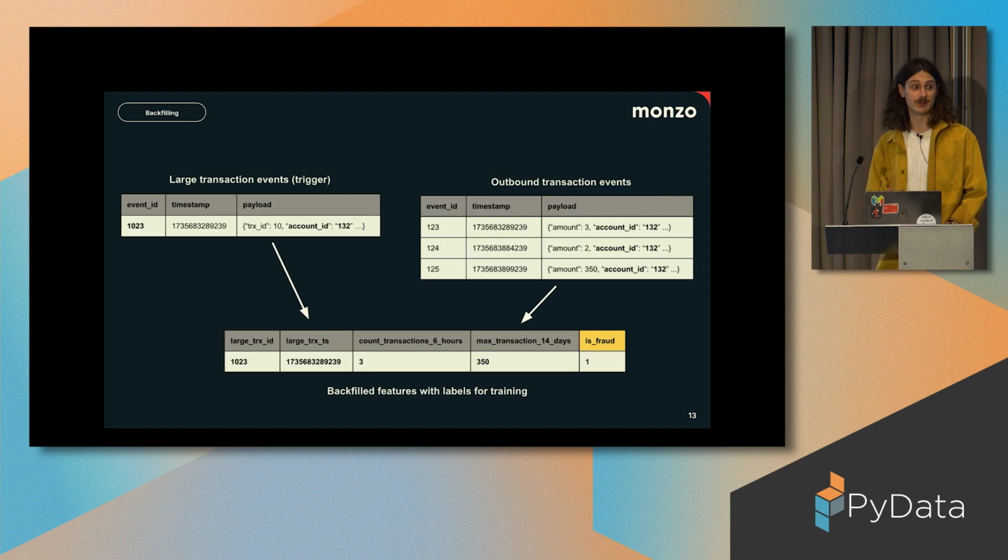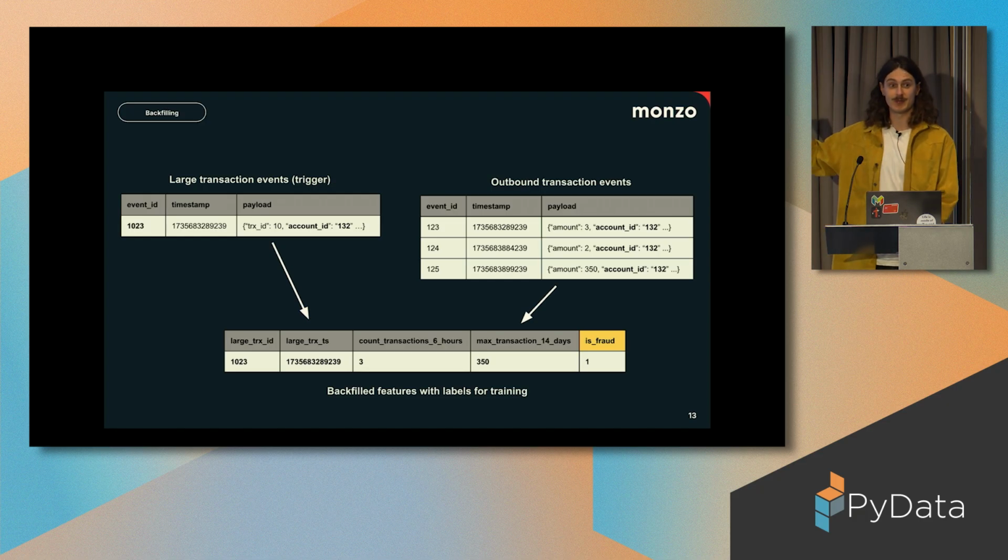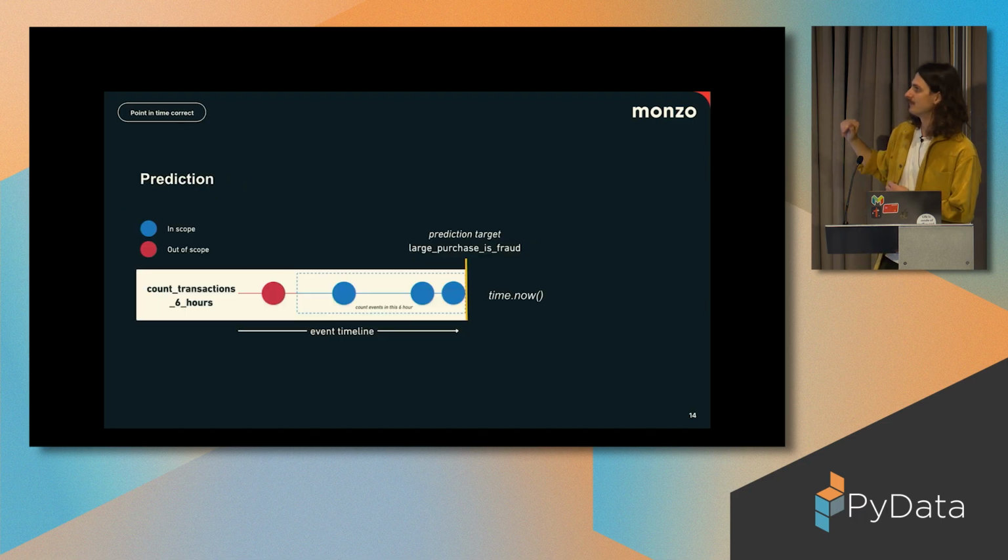Then we could also join on the label to that, and this ultimately forms your training table. But one thing which is crucially important: we give you guarantees of point-in-time correctness. So when you're looking at the large transaction, we'll make sure to only take in events within the window that you specified. Let me go into a bit more detail about point-in-time correctness.